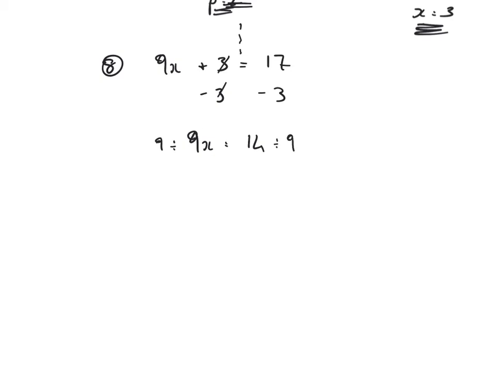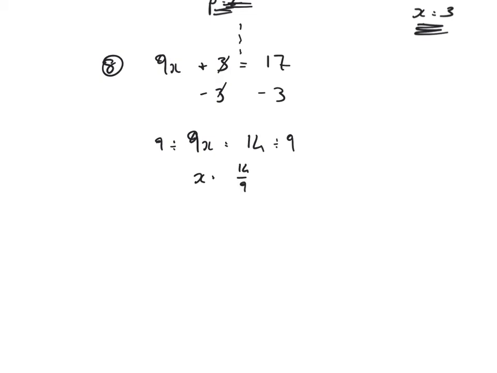Final answer. Okay, example 8. 9x plus 3 is equal to 17. Letter terms on the left, number terms on the right, equal signs in the middle. 9x is okay, but 3 is not, so I need to get rid of 3, but I'll need to get rid of 3 from both sides. And that'll give me 9x equals 14. And then get 9x down to x by dividing both sides by 9. 9x divided by 9 is x, and 14 divided by 9, I'll write that as 14 over 9.